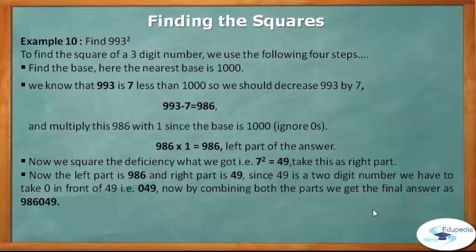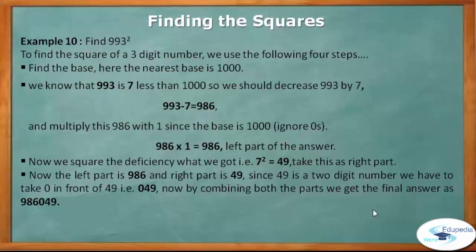Since 49 is a 2-digit number, we have to take 0 in front of 49, that is we have to write it as 049. You know why? Because here the number of digits in the right part of the answer is not equal to the number of zeros in the base. So in order to make the number of digits in the right part equal to the number of zeros in the base, I am going to place a 0 in front of the right part of the answer what I have got.